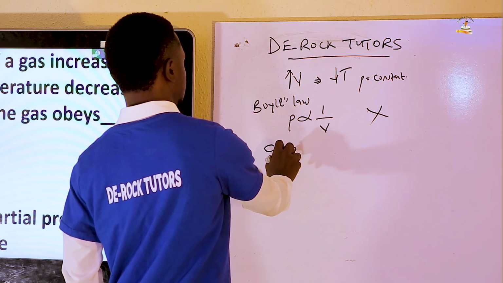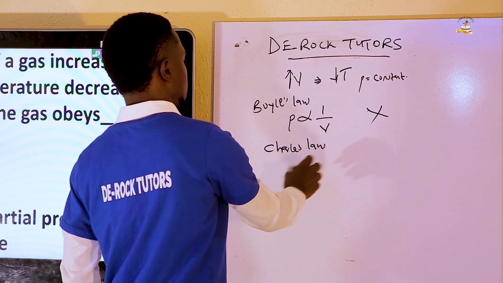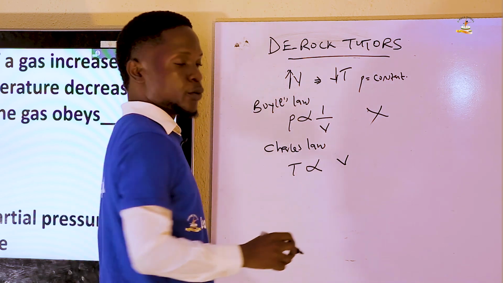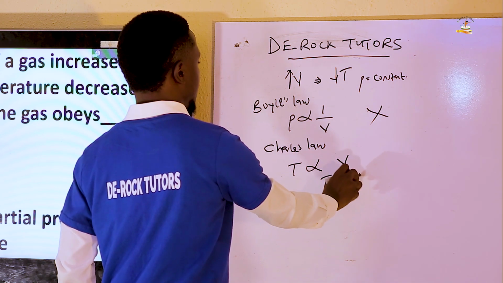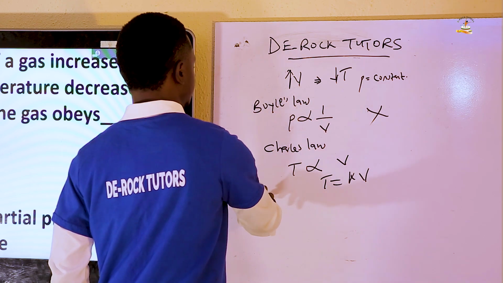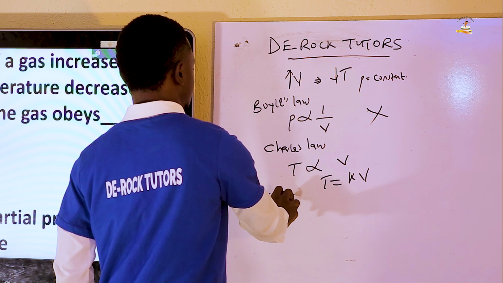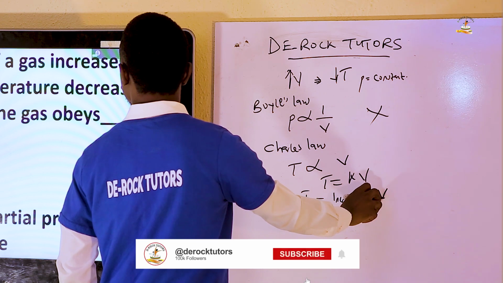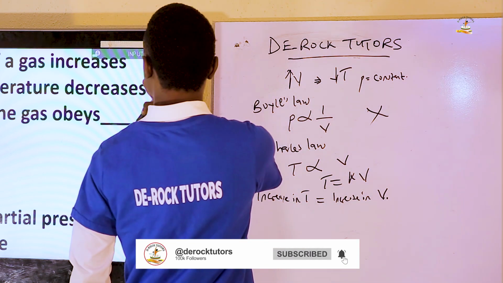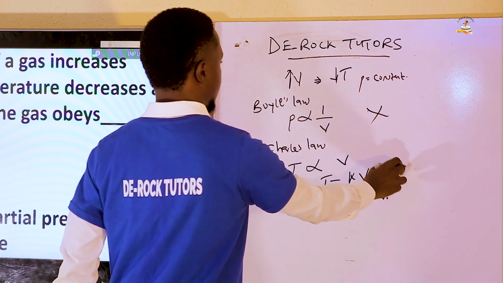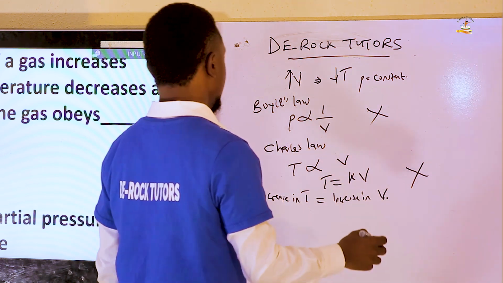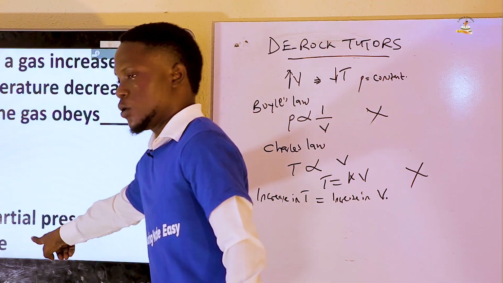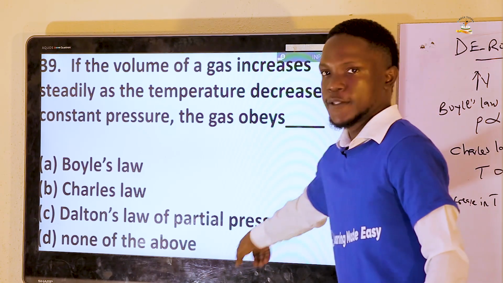In Charles' law, the volume is directly proportional to the temperature. That means that V equals kT. That means that an increase in temperature should cause an increase in volume. But here they said the volume increases and temperature decreases. So it's not Charles' law. Dalton's law of partial pressure is also not applicable. So the answer is none of the above. D.